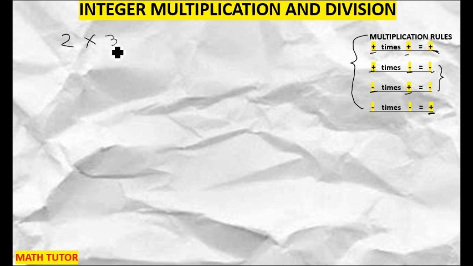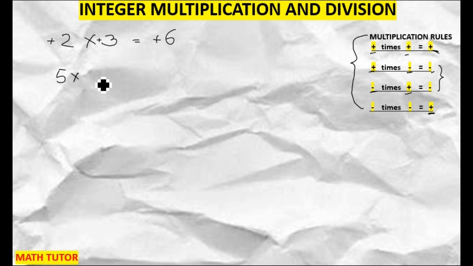2 times 3 equals 6. Coming to the sign, here we have a positive sign and a positive sign. So the result will be positive 6 here.